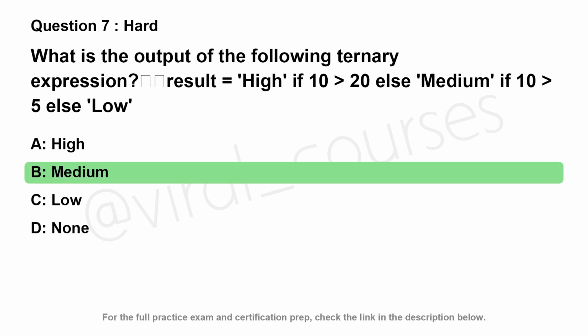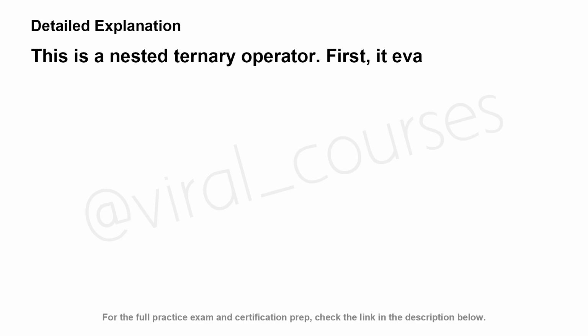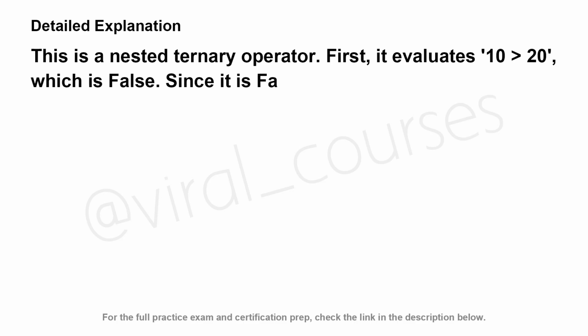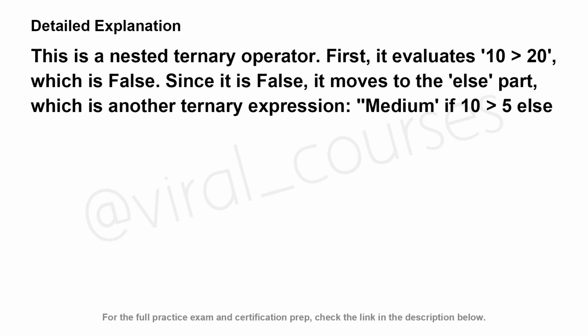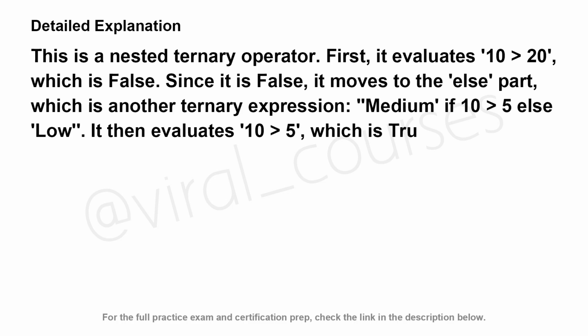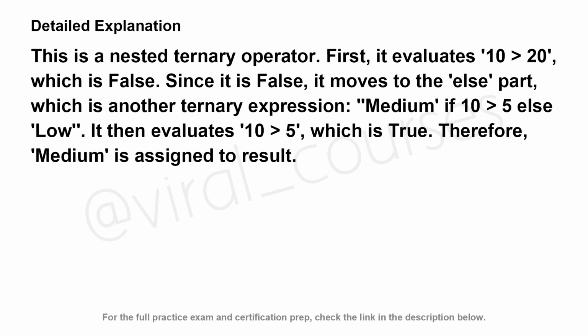The correct answer is B. This is a nested ternary operator. First, it evaluates 10 > 20, which is false. Since it is false, it moves to the else part, which is another ternary expression: medium if 10 > 5 else low. It then evaluates 10 > 5, which is true. Therefore, medium is assigned to result.